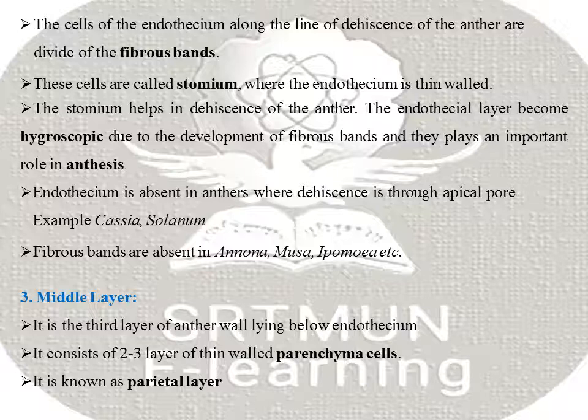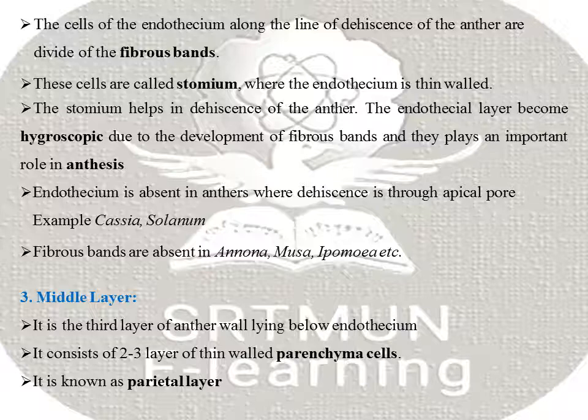Endothecium is absent in anthers where dehiscence is through an apical pore. Example: Cassia, Solanum. Fibrous bands are absent in Annona, Mesua and others. Now next, middle layer.